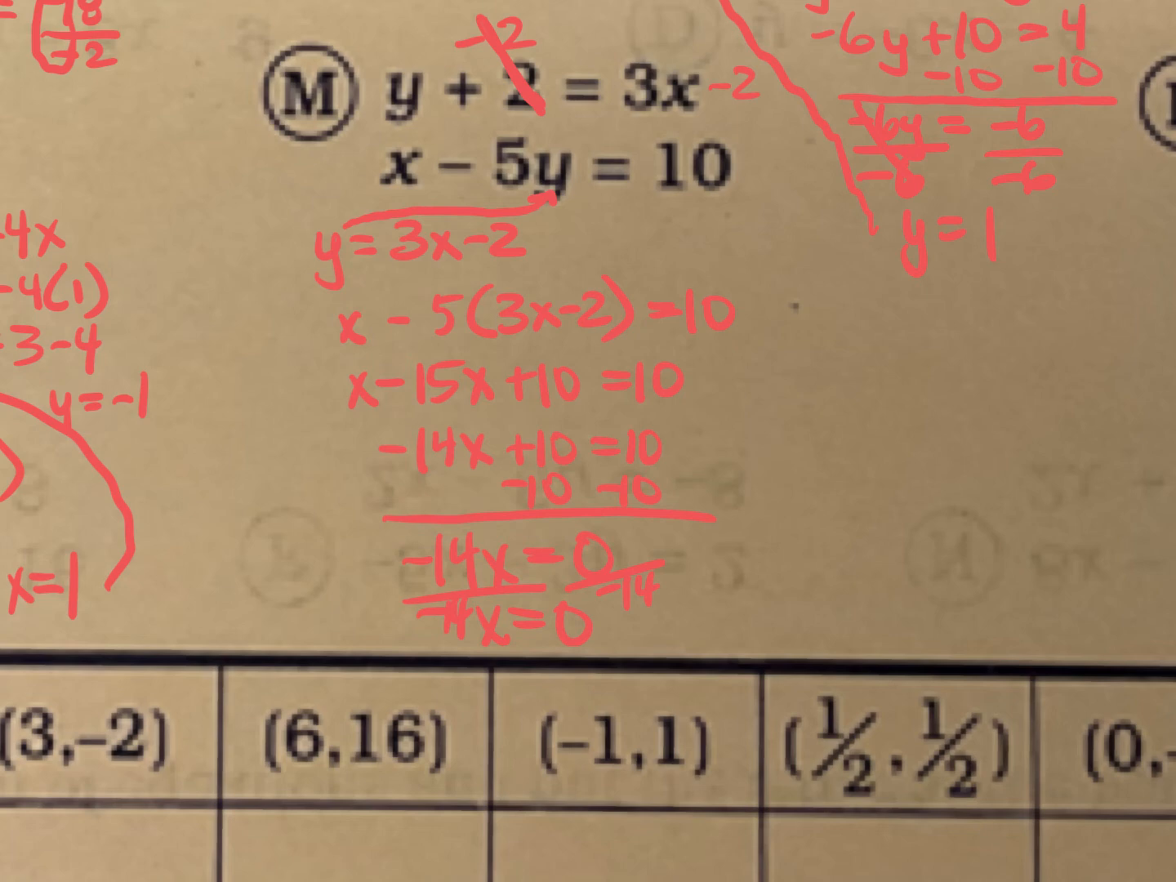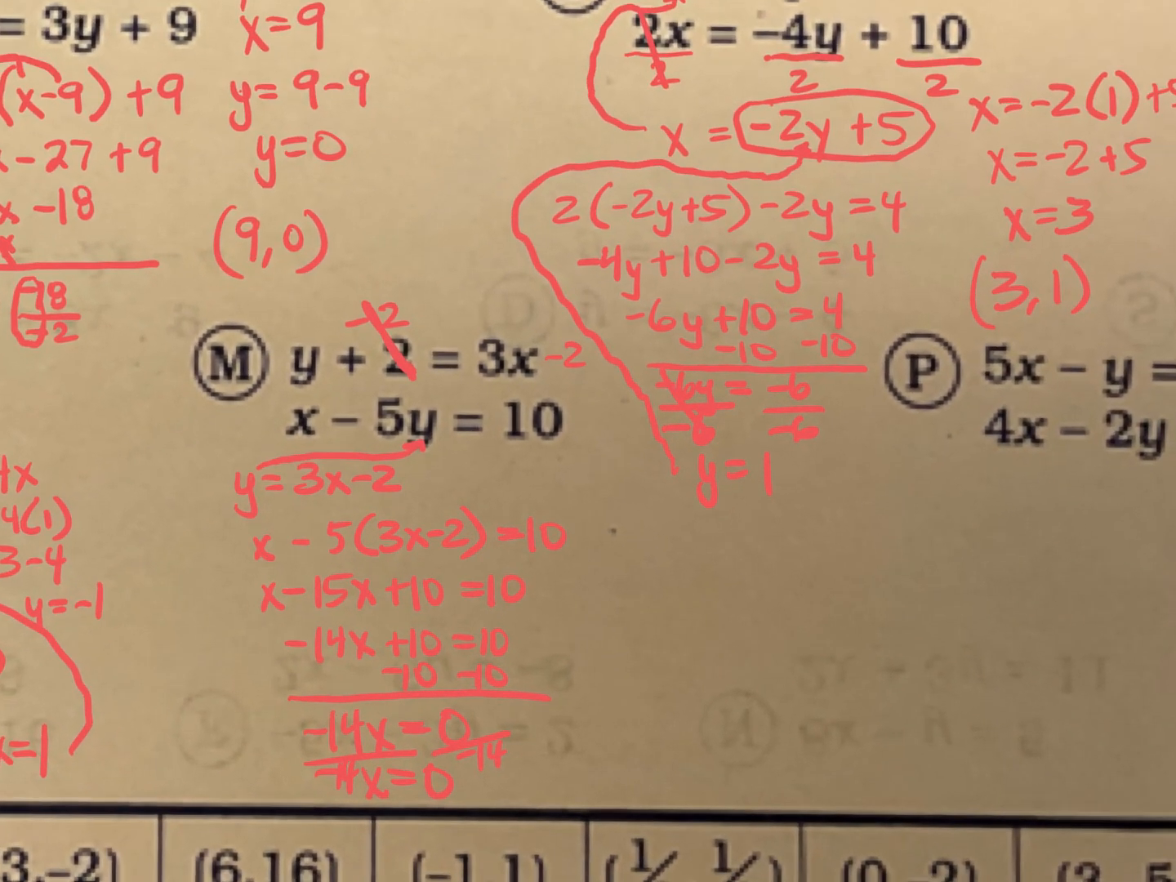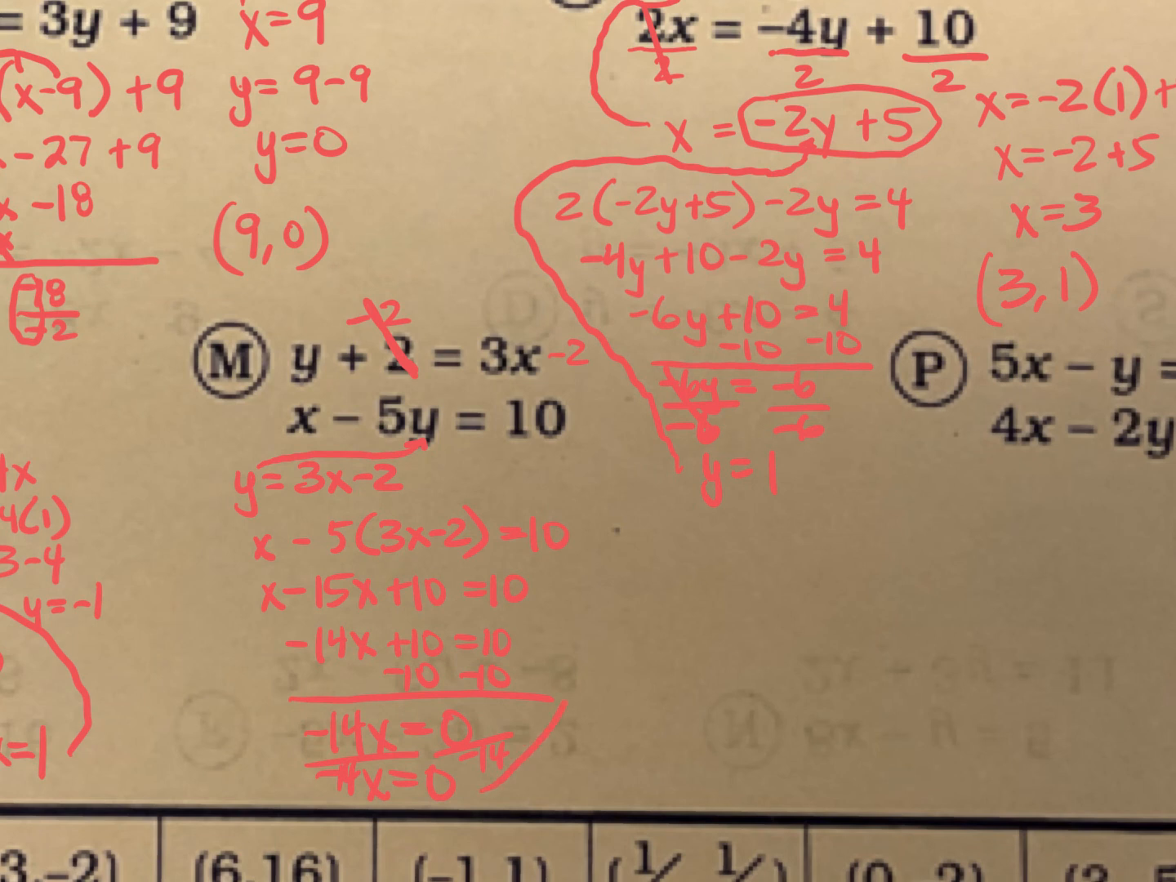So x equals 0. If x equals 0, I can plug it into the simplest equation I have, which is right here. y equals 3x minus 2. y equals 3 times 0 minus 2. y equals 0 minus 2. y equals negative 2. All right, so the answer was (0, negative 2).